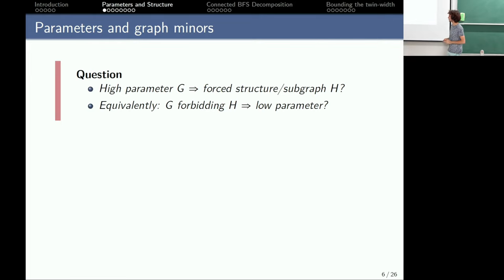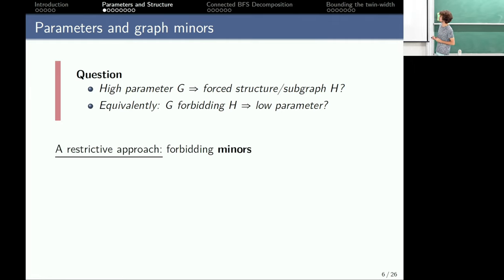To give a bit of context on the relation between parameters and forbidden structures, perhaps the best known approach to this question, if my graph has a high parameter, does it have some certain structure appearing in it, is by asking whether, if your graph has high parameter, it has a graph minor. The equivalent question is, if your graph forbids H as a minor, does it necessarily have a small parameter, a function of H?